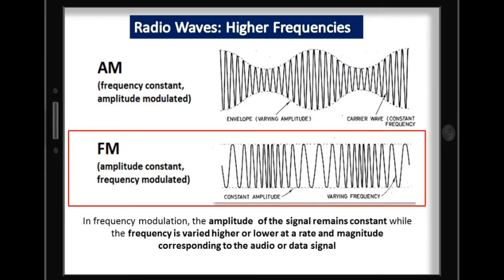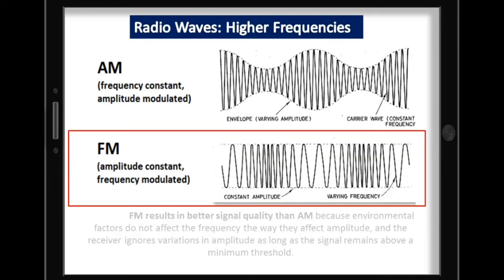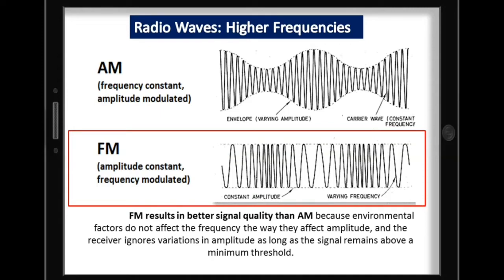In frequency modulation, the amplitude of the signal remains constant while the frequency is varied higher or lower at a rate and magnitude corresponding to the audio or data signal. That's why FM results in better signal quality than AM because environmental factors do not affect the frequency the way they affect amplitude, and the receiver ignores variation in amplitude as long as the signal remains above a minimum threshold.